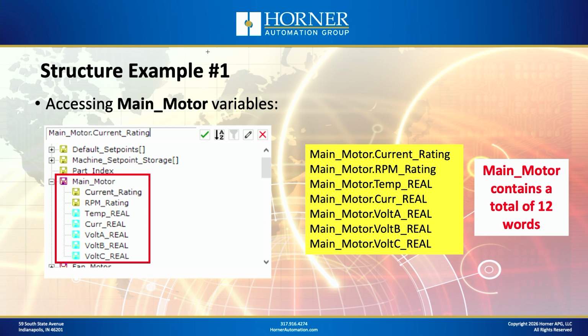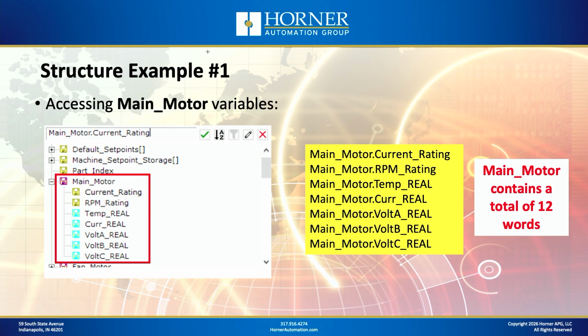Now, how can you access a structured variable from within your program? Well, on the left, I'm showing you the variable browser, which pops up whenever you're filling in a variable if you want it to. And that's showing that we have the main motor variable, which is a structured variable, of course, and all the variables within it: current rating, RPM rating, etc. Now, how do you access those individual variables in your program? What do they look like within your program? Well, the overall name of the variable, main motor in this case, is always at the beginning, followed by a dot, and then followed by the name of all the individual variables that are part of that structure. So main motor dot current rating, main motor dot RPM rating.